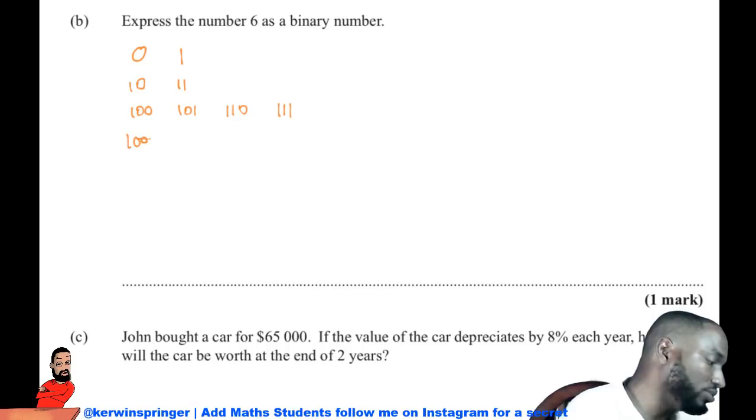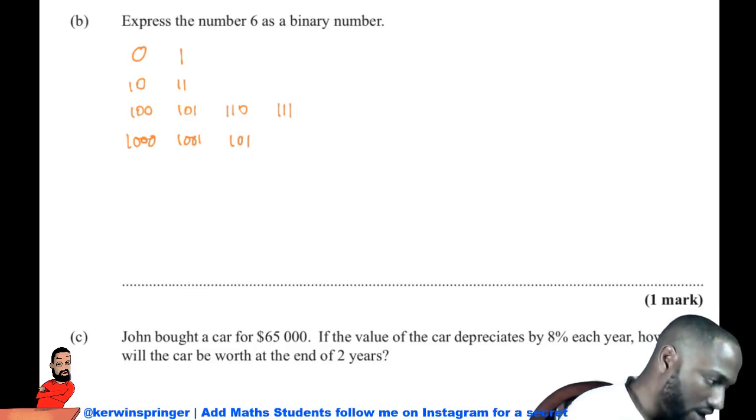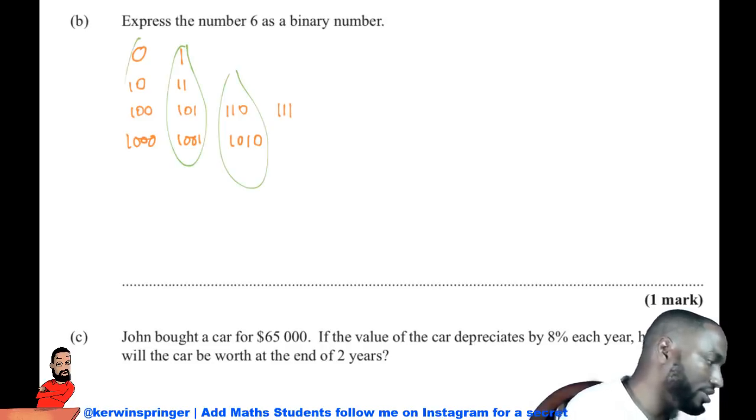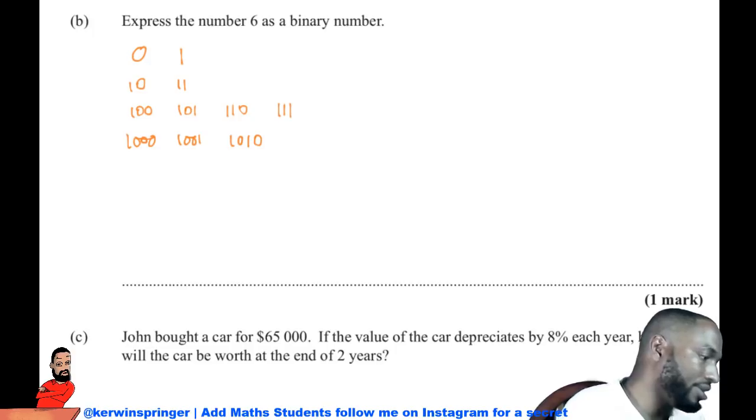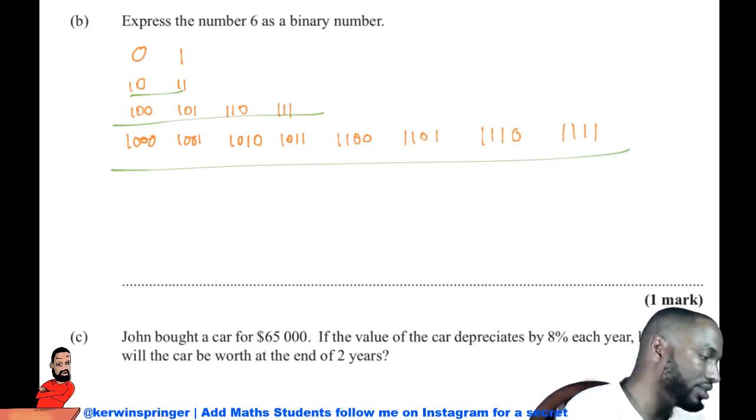So then you'll have 1000, 1001, 1010. And you see a little pattern playing out here. 1011, and then 1100, and then it repeats from here. So this is 1101, 1110, and then 1111, and then it goes again back here. So you notice what's happening here, right? 2, 4, 8, because that's binary.